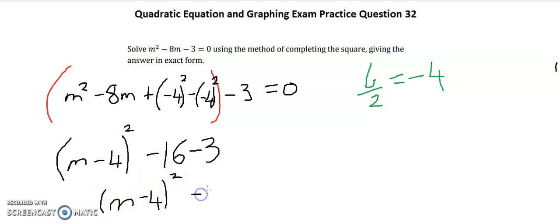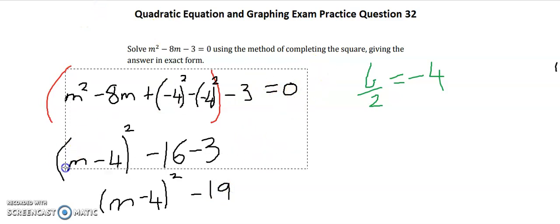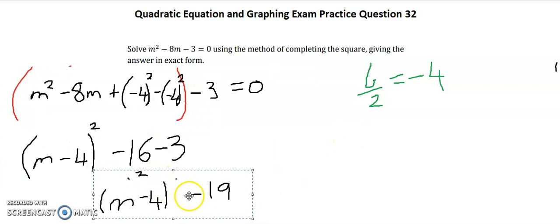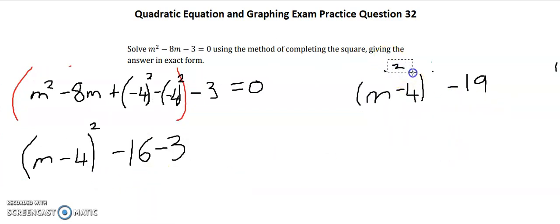squared take away 19. Now, because I've got this takeaway, I'm just going to move this up here, just so I've got some space. So now I've got this here. The first thing I need to think about now is it's almost close to the difference of two squares. So I'm going to make it into difference of two squares. So to do that, I'm going to square root 19. And I am then going to square it.